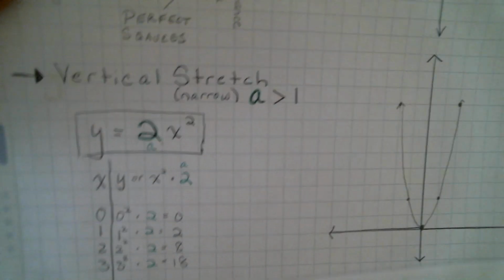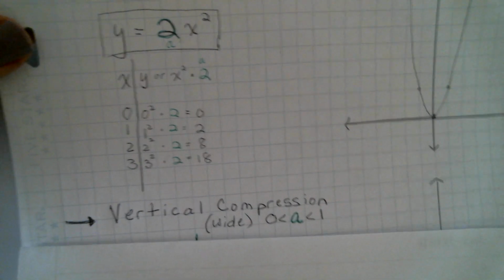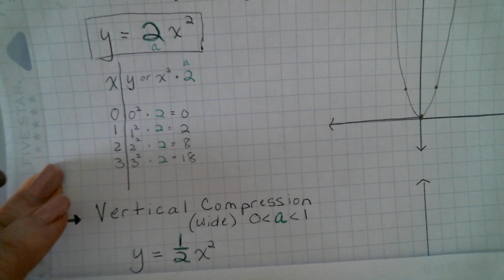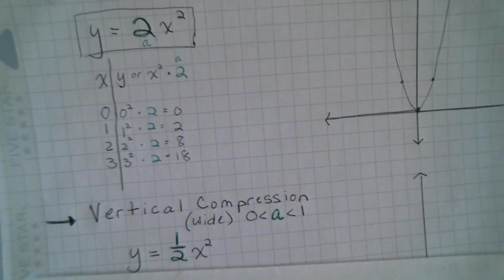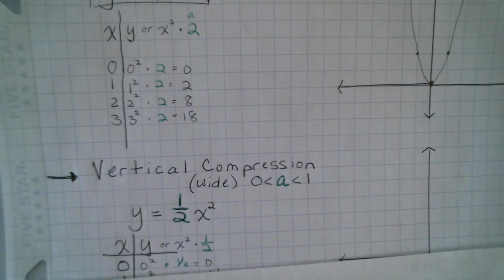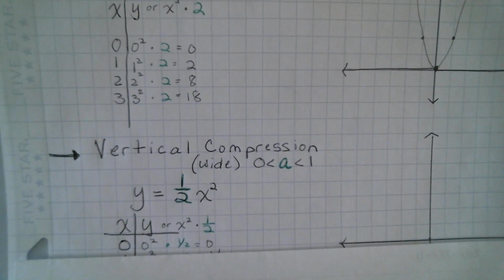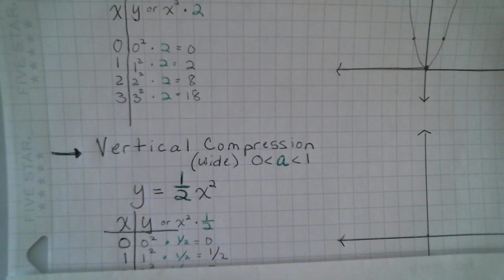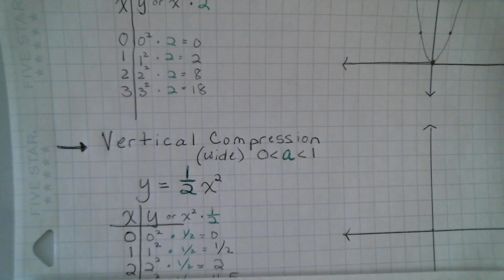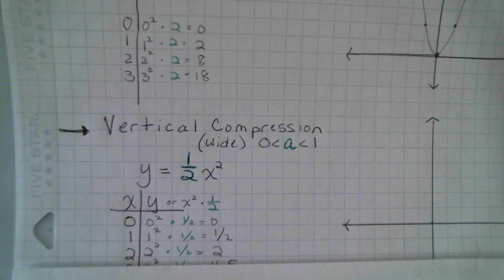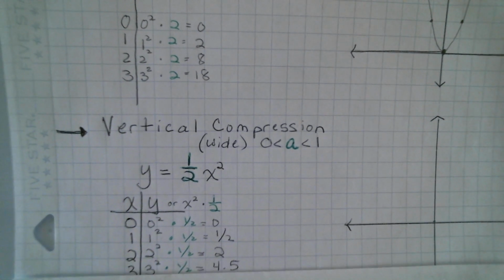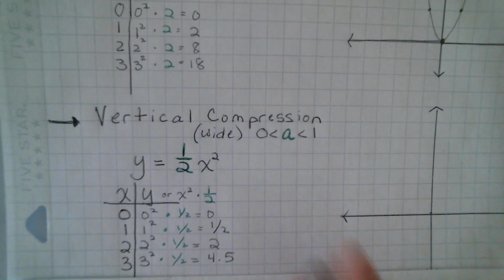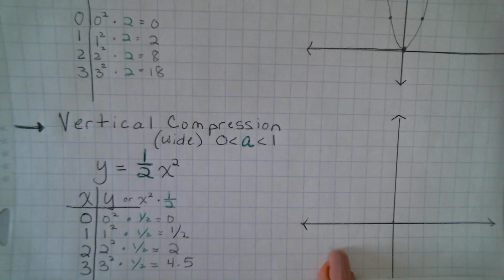Now if we did the reverse of that, we would have something called a compression, where if a was a fraction, it's going to be wide, because it's going half the distance it was before. So if that a value, for example, was 1/2, so half of x squared. So we'll take our x values, square them, and then multiply them by that a factor of 1/2. So 1 squared times 1/2 is 1/2. 2 squared times 1/2 is just 2. Half of 4 is 2. Half of 3 squared, or 9, is 4.5. Okay, so we're going to have something that's wide and compressed.